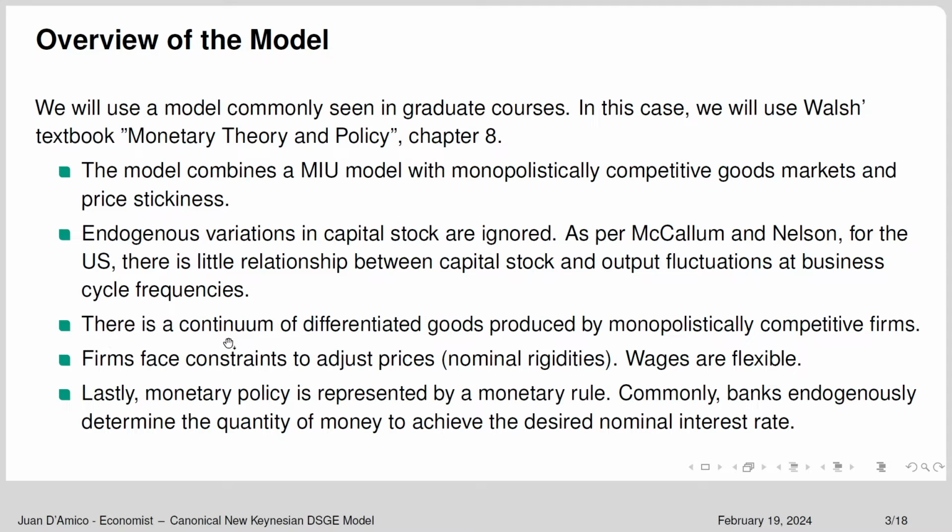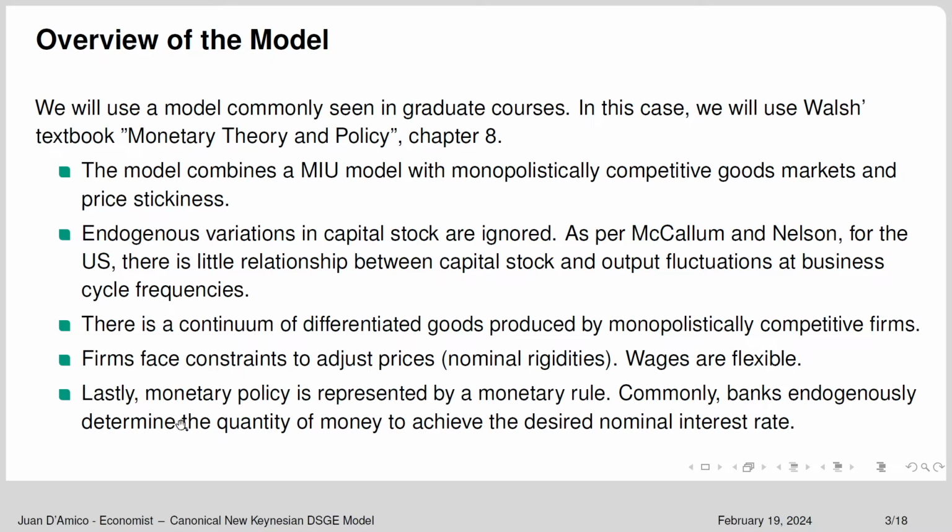In this model, there's going to be a continuum of differentiated goods produced by monopolistically competitive firms. Now, these firms are going to face constraints to adjust prices, which is what we call the nominal rigidities. For simplicity in this model, wages are going to be flexible. This is very important because in real business cycle models, prices were flexible. There were no rigidities in those models, and in RBC models, firms were able to adjust prices. Now, in this model, with stickiness, the firms are going to face constraints when they need to modify their prices.